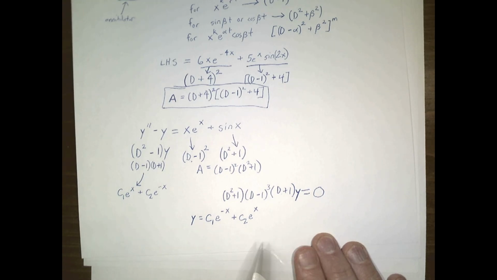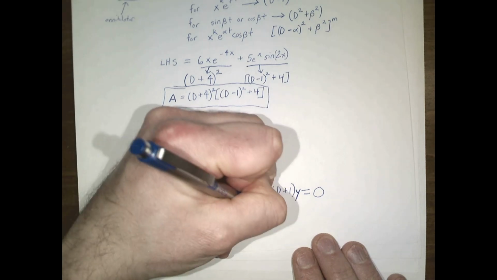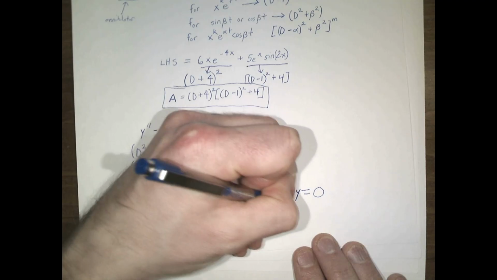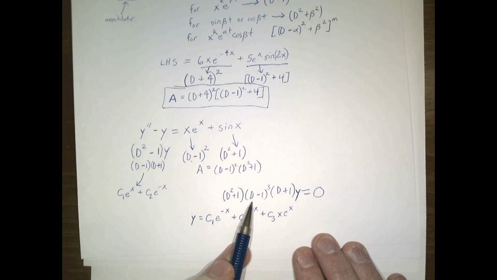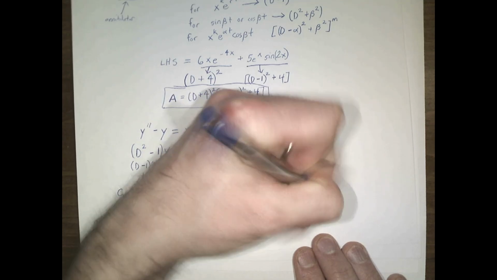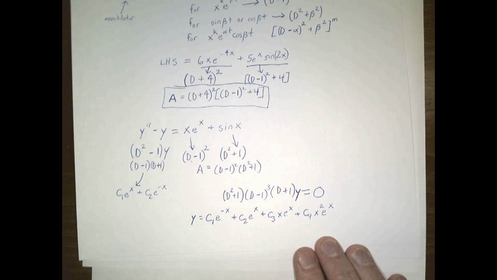And then the next things that are going to come are all going to be from the particular solution on the right. So we're going to get plus c3 x e to the x. So that matches with the first of our annihilators. And then the second of our annihilators gets us c4 x squared e to the x.